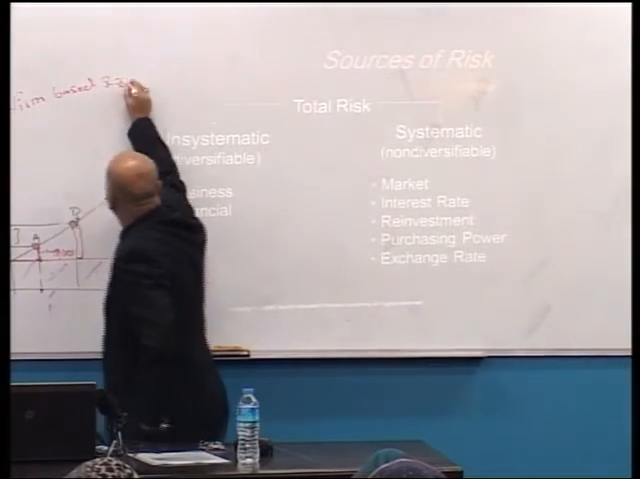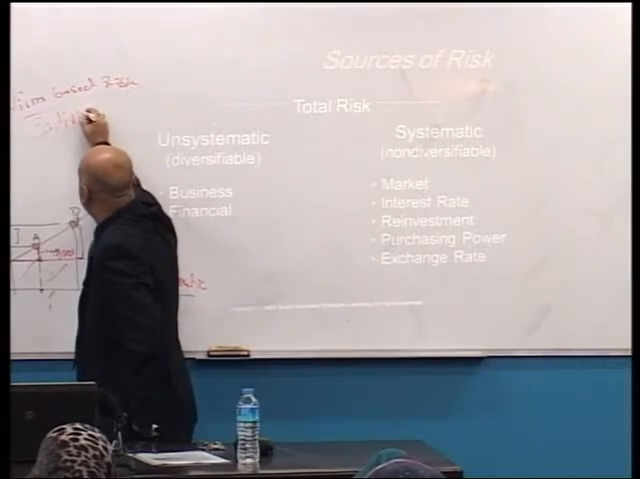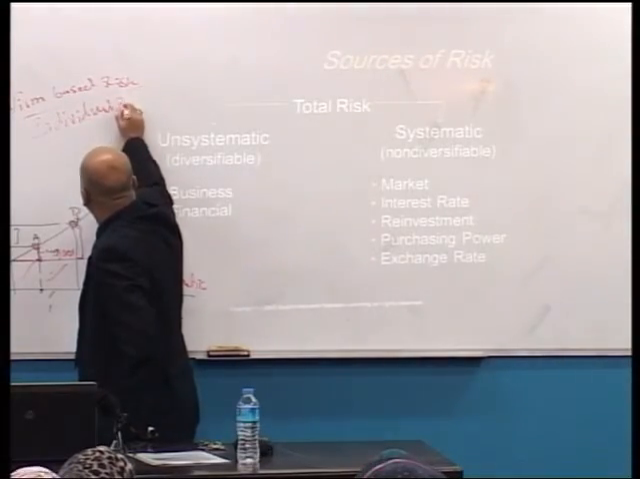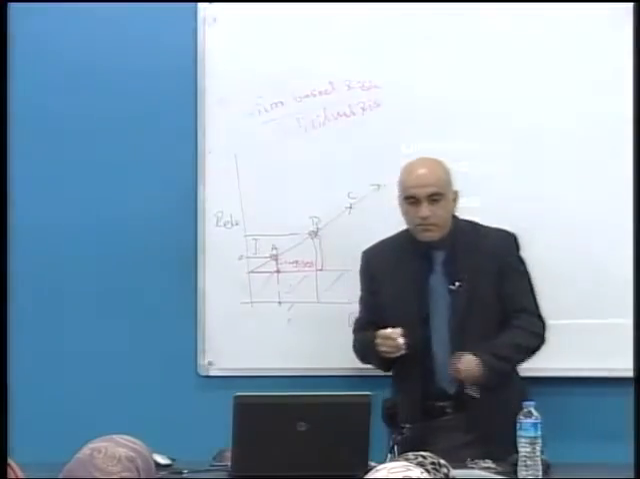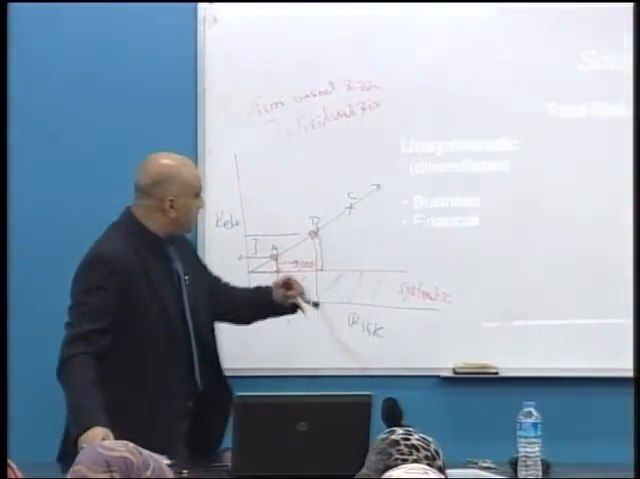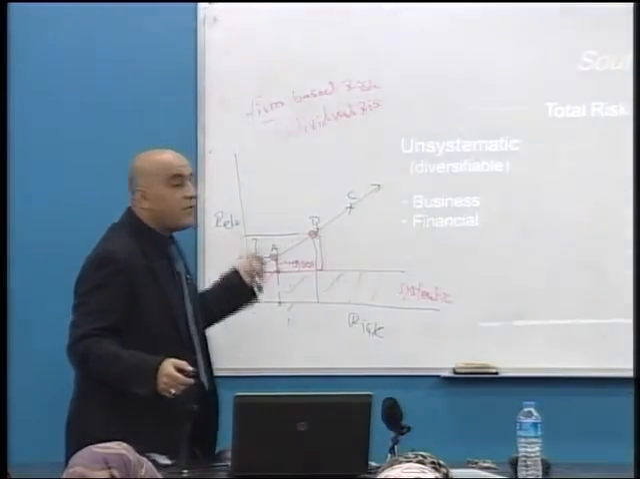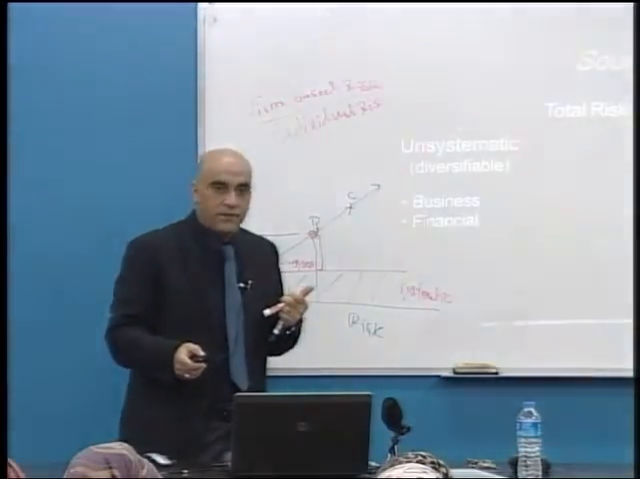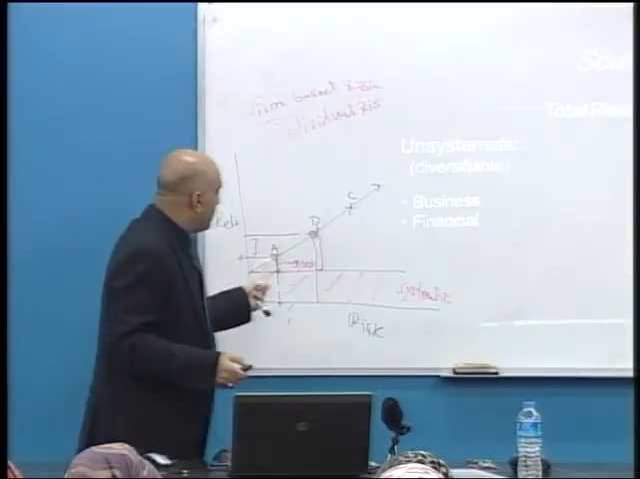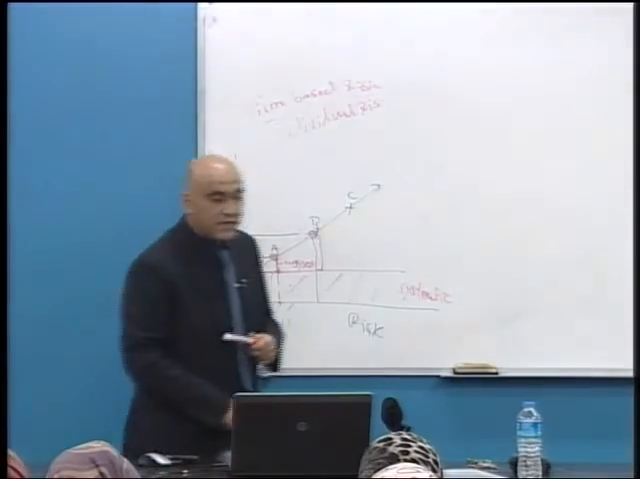Firm-based risk, or in some literature, they call this individual risk. How can we overcome the problem of the unsystematic risk? By diversification. Let's see by the diversification.